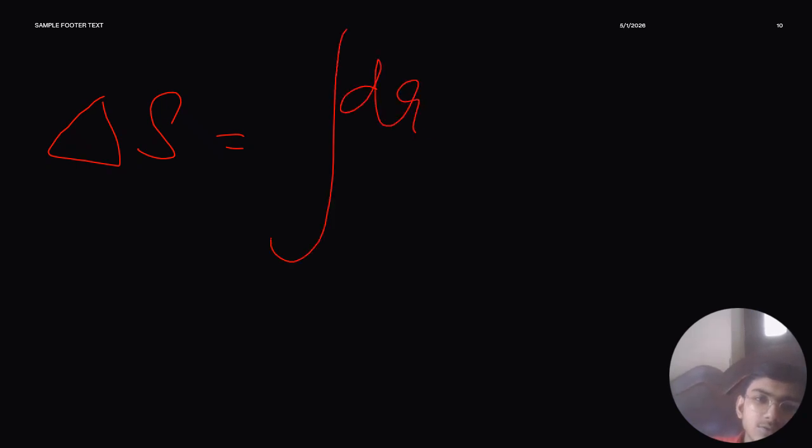So there are some other ways to define the entropy of a system, that is integral of dq reversible by T, where dq is the heat exchanged in the reversible process. Whenever we talk about a reversible process there is a concept of equilibrium, but here we will not talk about that. Here we will just keep in mind that delta S is defined as dq reversible by T.